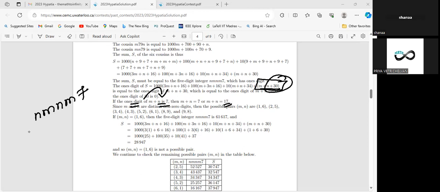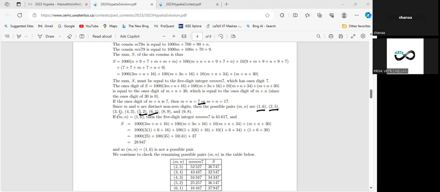And here you have to write their possibilities. 7 can be 1 plus 6, 2 plus 5, 5 plus 2, 6 plus 1, 3 plus 4, 4 plus 3. 17 could be 8 plus 9, 9 plus 8. You can't write 17 as 16 plus 1 or 15 plus 2 because they are two digits. Do you understand? Yeah.